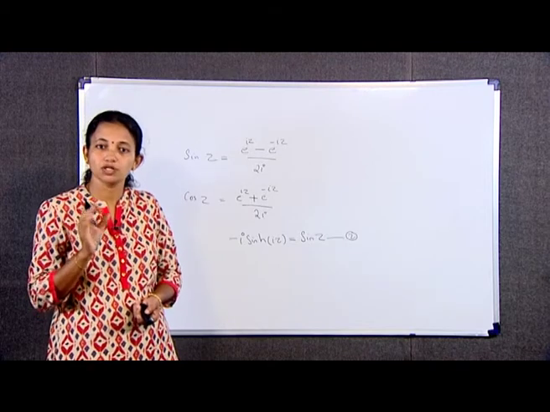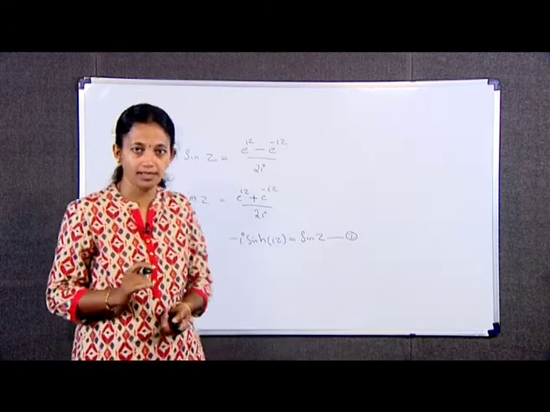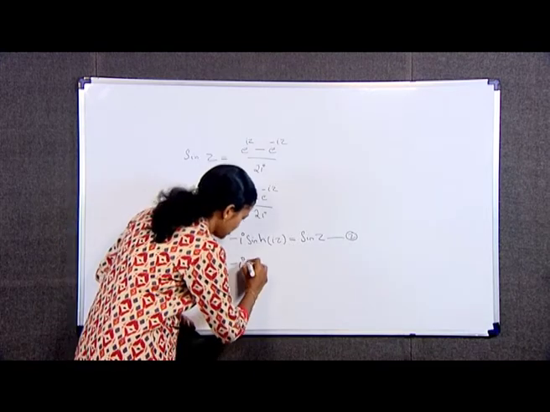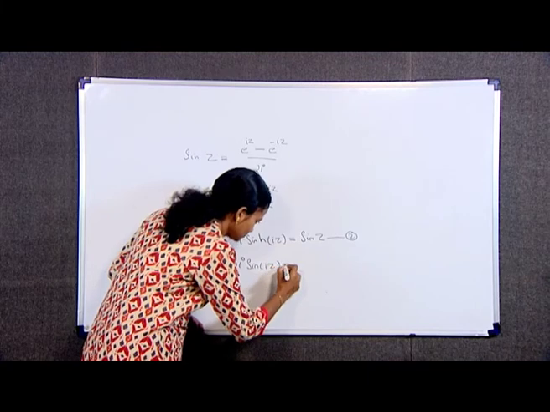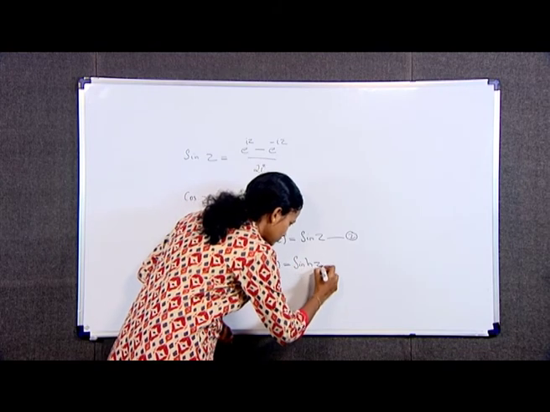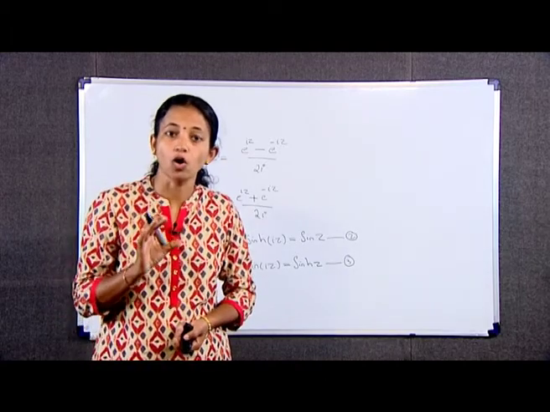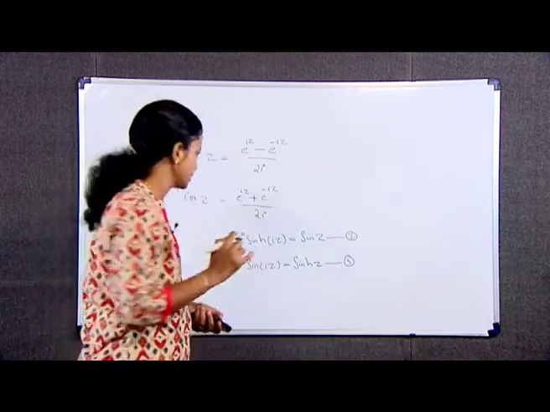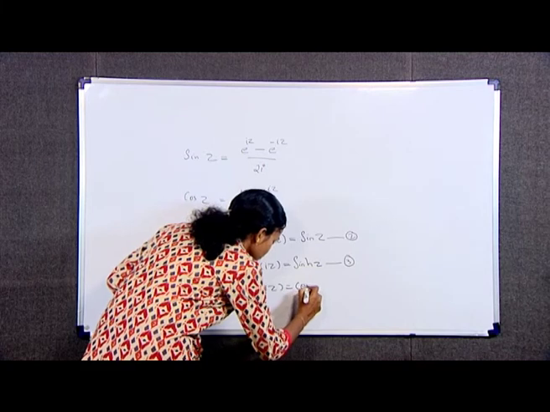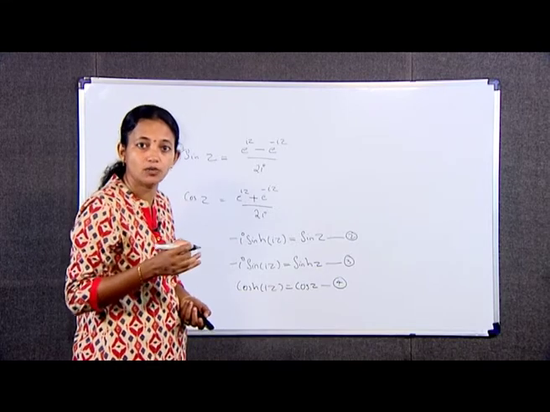Putting iz in place of z in 2 and multiplying both sides by minus i, we obtain minus i sin iz which is equal to sinh z. That is equation number 3. Proceeding similarly, we obtain cosh iz is equal to cos z, equation number 4, and also cos iz is equal to cosh z.